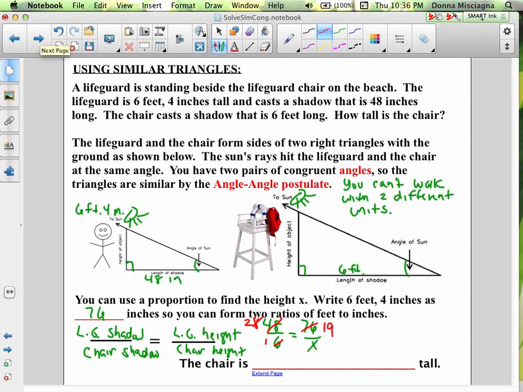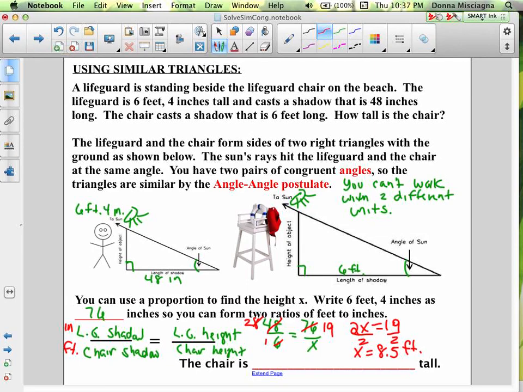Lost where numbers were. My shadow is blocking a little bit. So 2x is equal to 19. And divide both sides by 2. x is 8.5. And that is feet, right? Because we said that inches is going to be numerator and feet is going to be denominator. If we mix them up, it's not going to work out, right? That's why I had to do lifeguard shadow, lifeguard height, because they were inches, and chair shadow and chair height in the denominator because they were both feet.